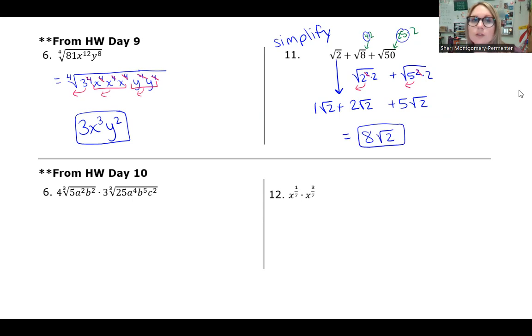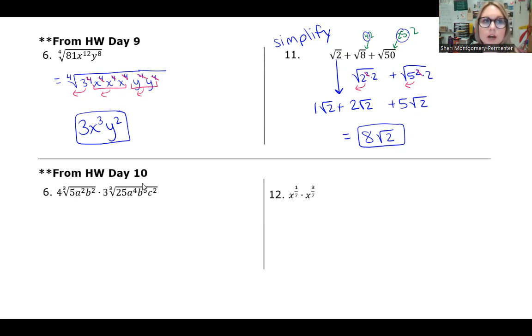Once you reduce and you figure out what your radical is going to be, that doesn't change. That stays exactly the same. The only thing you add or subtract is the number in front. Okay, only the numbers in front add or subtract.